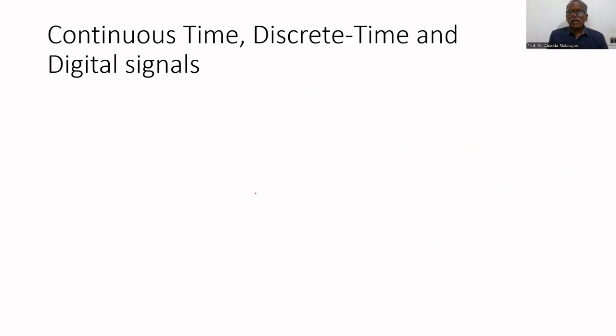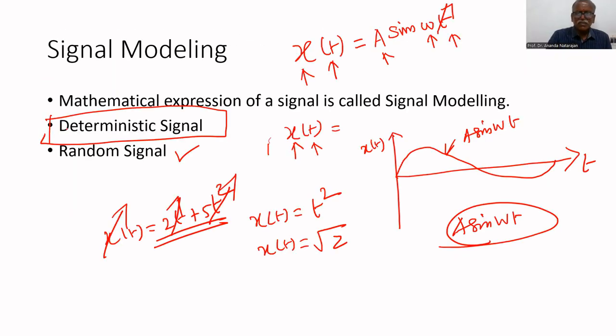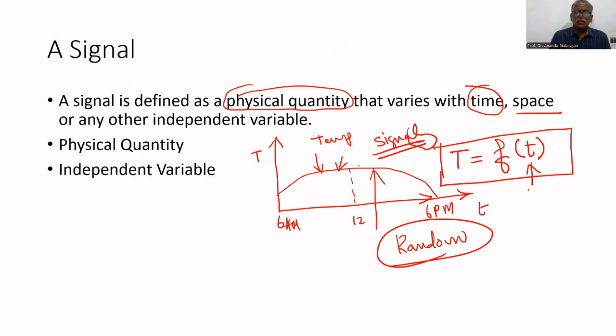Now let us further classify the signal as continuous time signal, discrete time signal, and digital signal. Continuous time signal: the temperature is an example. The sinusoidal wave is an example. Here the signal is continuously available. At any point of time, the value is available. That's why it is called a continuous time signal.